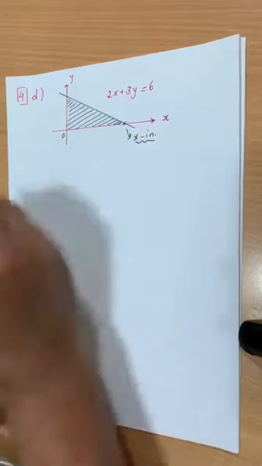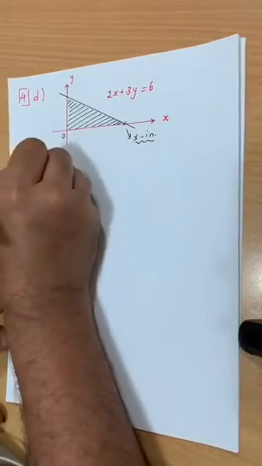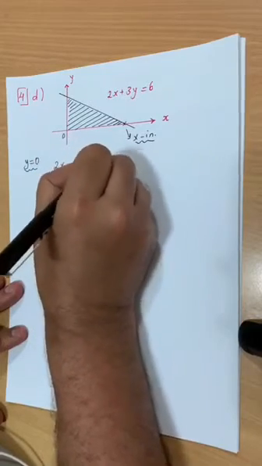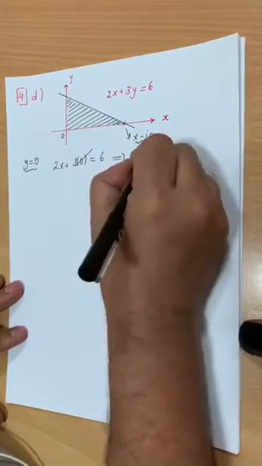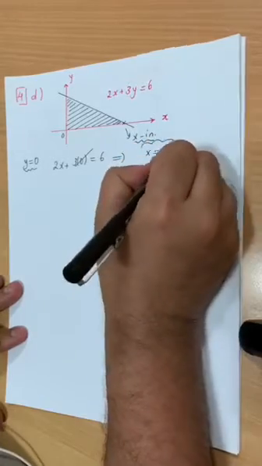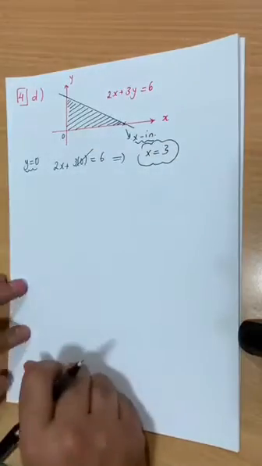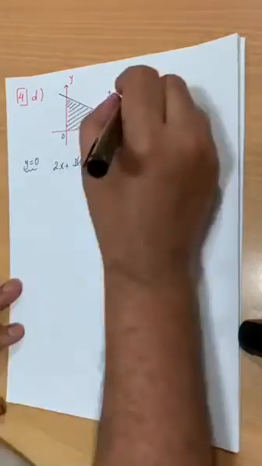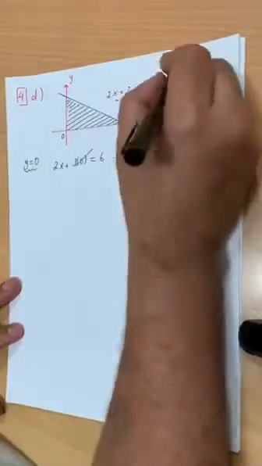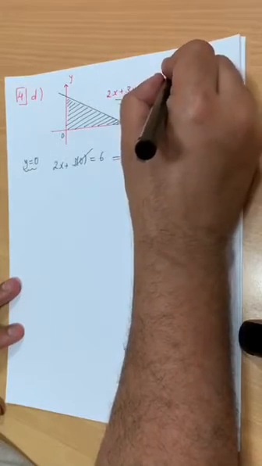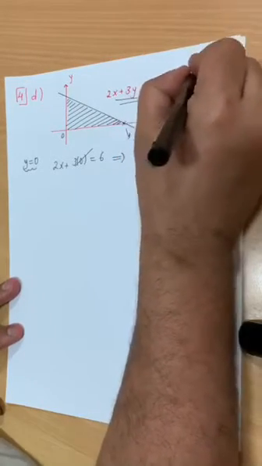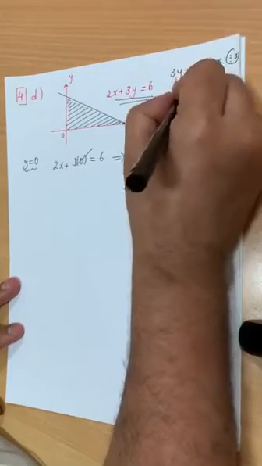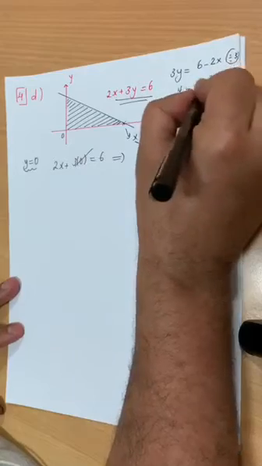x-intercept. How did you find the x-intercept? You know that y equals 0. So 2x plus 3 by 0 equals 6, then x is equal to 3, because when you divide both sides by 2, 2 divided by 2 is 1, and 6 divided by 2 is equal to 3. Now, we're supposed to do one thing to the equation: we have to write y in terms of x. 3y equals 6 minus 2x, and you divide both sides by 3. y equals (6 minus 2x) all over 3.